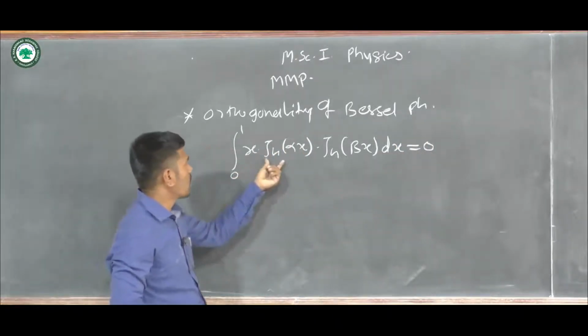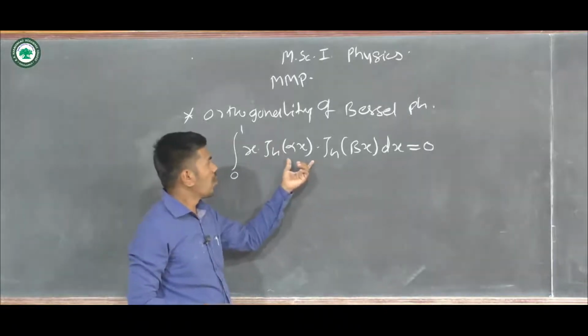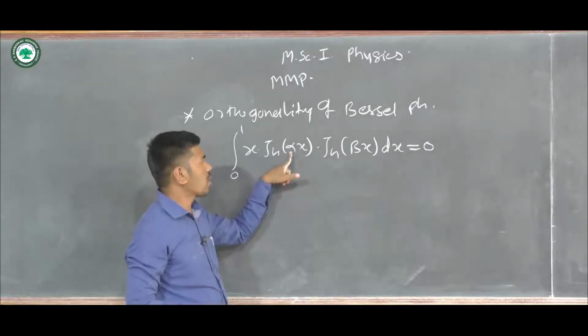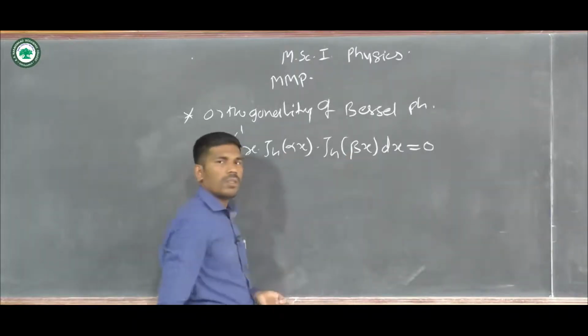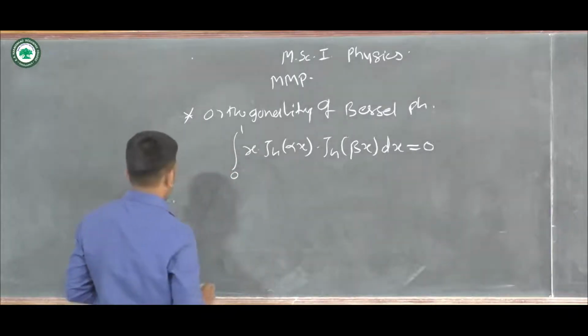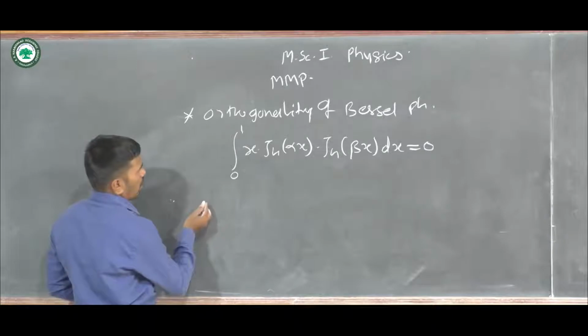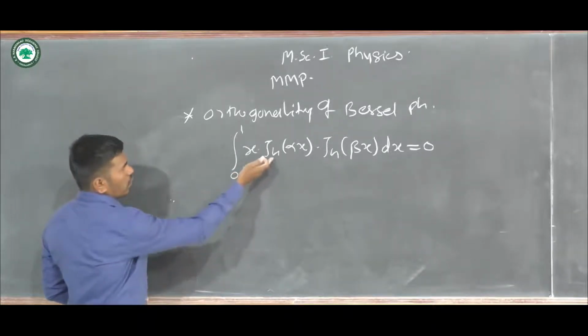Here J_n(alpha x) and J_n(beta x) are the two Bessel functions, and alpha and beta are the roots of J_n(x). For this, we are going to prove this relation.